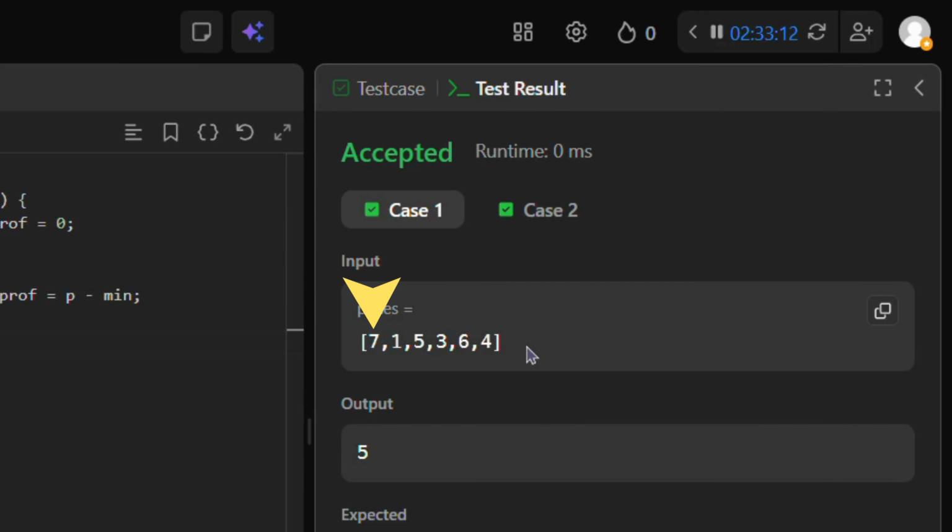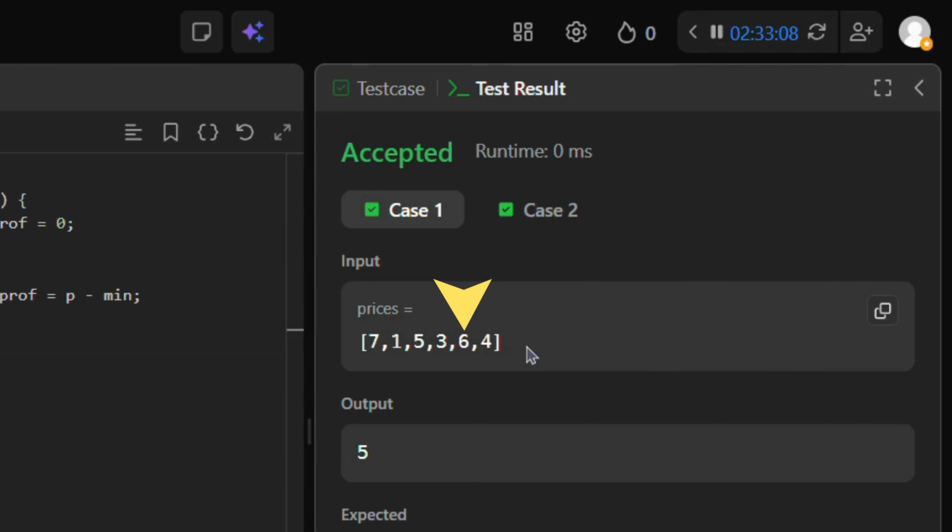Start at 7 as the initial minimum. No profit yet. Move to 1. This becomes the new minimum since it is lower. Next is 5. Selling here after buying at 1 gives a profit of 4. Then 3. Still above the buy price, but the profit would be 2, which is lower than before. Then 6. Selling at 6 after buying at 1 gives a profit of 5.